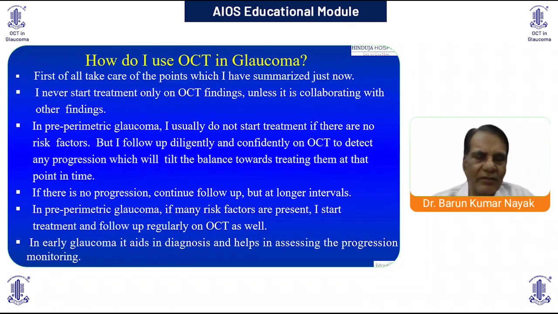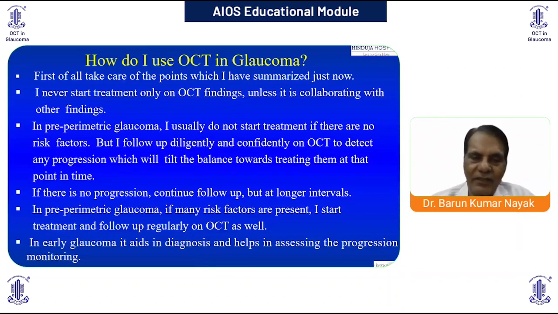Now, finally, I'll say a couple of points on how I use OCT in glaucoma. First of all, take care of the points I have just summarized. I never start treatment only on OCT findings unless they corroborate with the other findings, meaning clinical correlation and other tests. In pre-perimetric glaucoma, I usually do not start treatment if there are no risk factors. But I follow up diligently on OCT to detect any progression, which will tilt the balance towards treating them at that point in time.